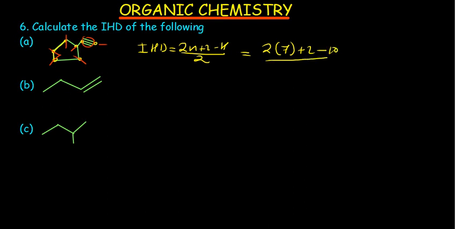And then divide by 2. So 2 times 7, 14 plus 2, 16 minus 10, 6 divided by 2, that is giving us a 3. Let me do that again. 2 times 7, that is a 14, plus a 2, that is a 16, minus a 10, that is a 6. Okay.